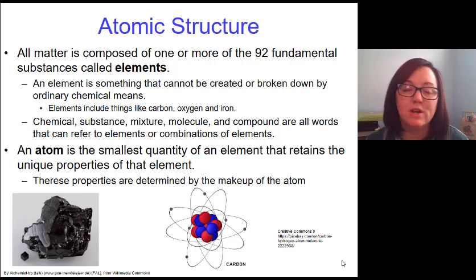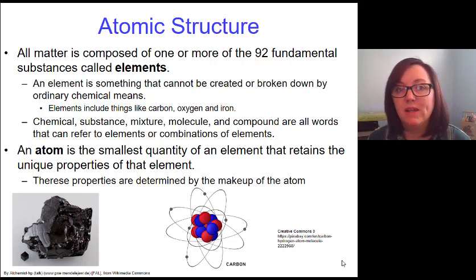Hello, in this video I'm going to talk about basic atomic structure. In order to talk about atoms, we first have to talk about matter and elements. So matter is anything that has mass and occupies space, like a table or even air. All of those things have mass and occupy space.